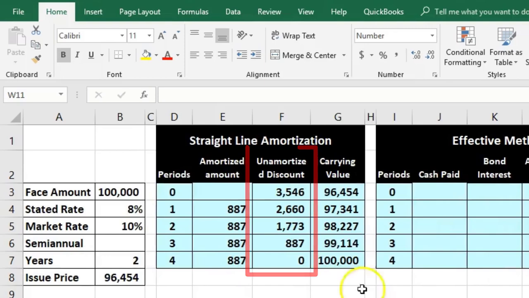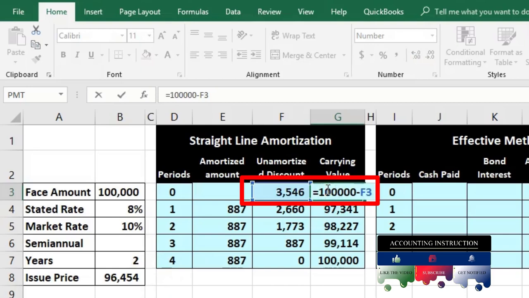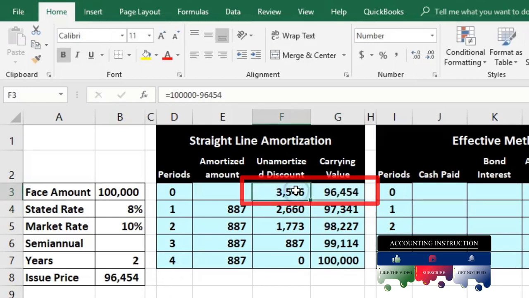So on a straight line method, all we would do is say, here's the unamortized discount, which is just the 100 minus the 96. Here's the carrying amount, which is always going to be 100 minus the unamortized amount.